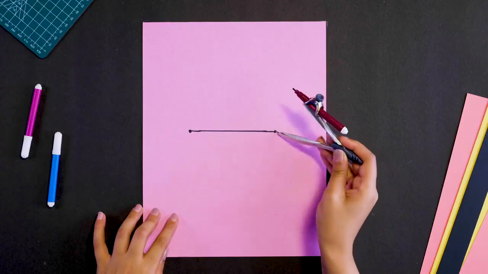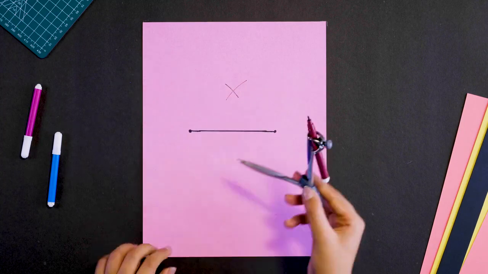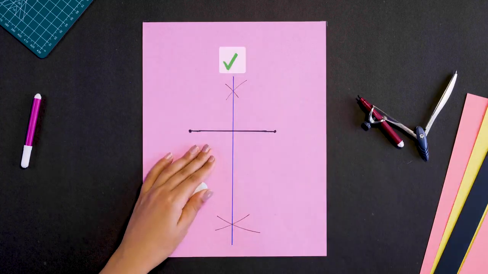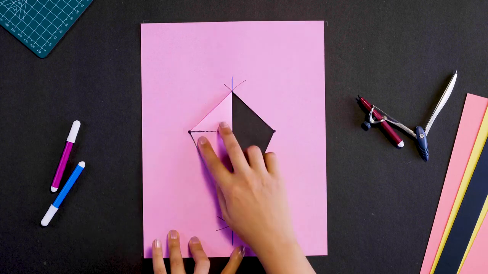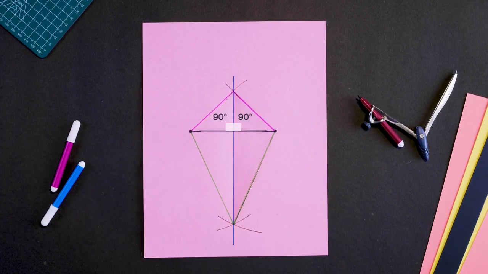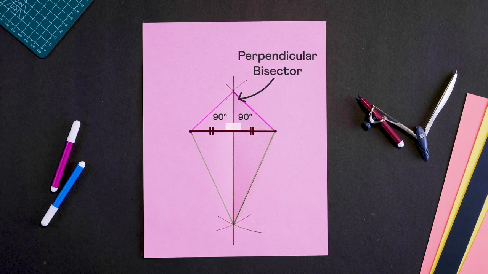In fact, if we take a different radius on the opposite sides, the construction would still work because again by symmetry, these 2 angles are 90 degrees each and these 2 lengths are equal, making this line the perpendicular bisector of this segment.